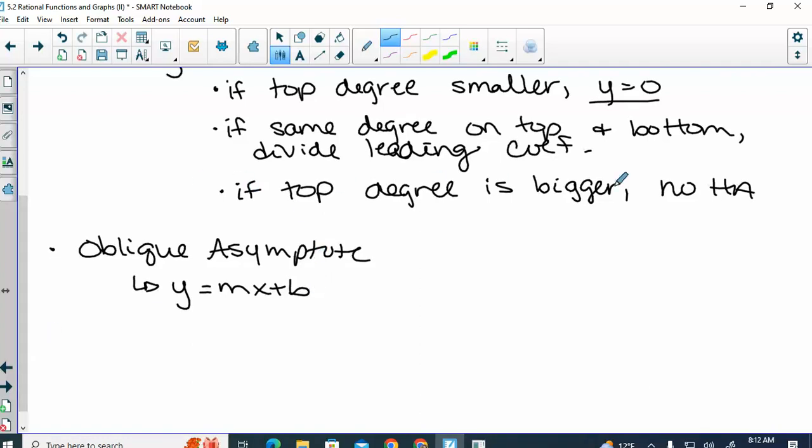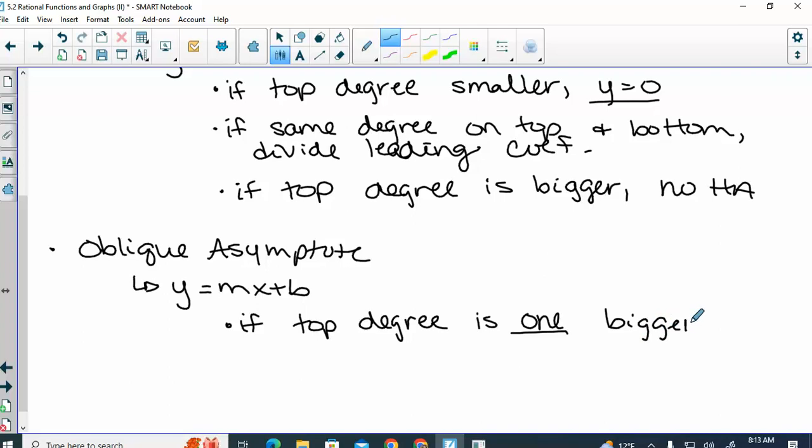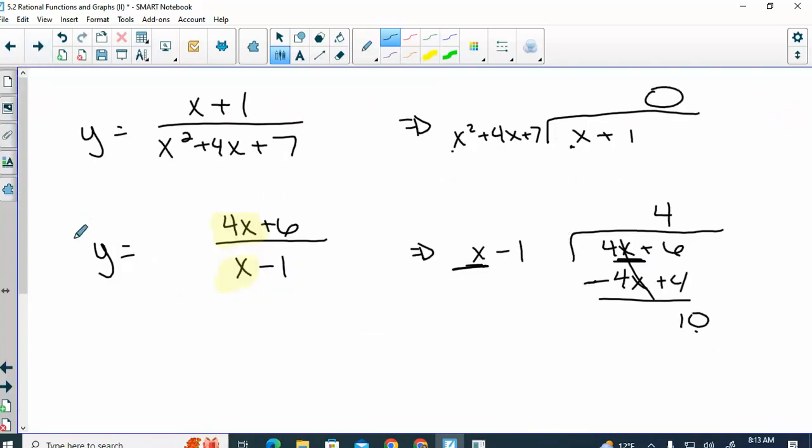So the top degree is bigger, but no HA, no horizontal asymptote. All right, so oblique asymptotes are full lines, y equals mx plus b. This only happens if the top degree is 1 bigger. Again, it all relates back to that division. We want a line. The asymptote is like saying, if you divide them and ignore the remainder, what do we get? And so on the examples I already gave you, we had the 0, we had the 4.